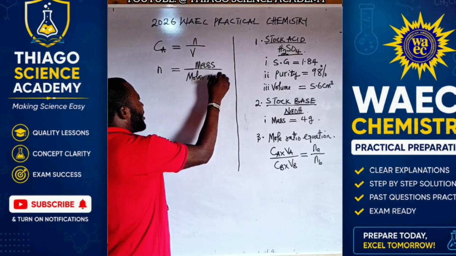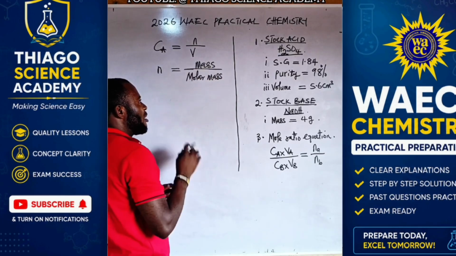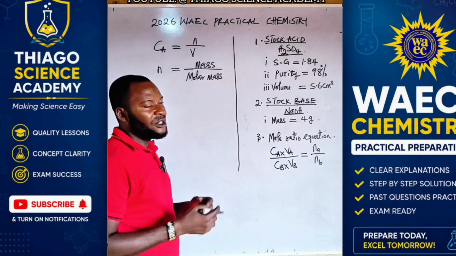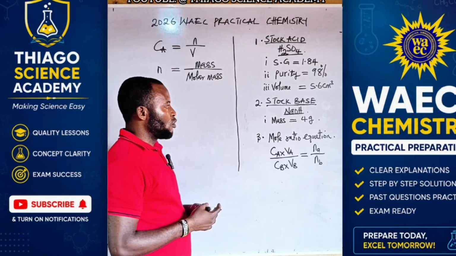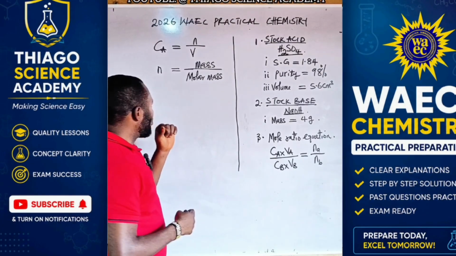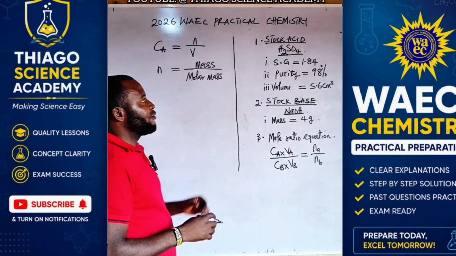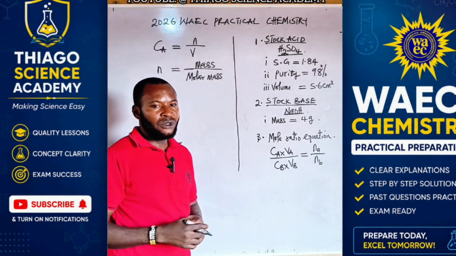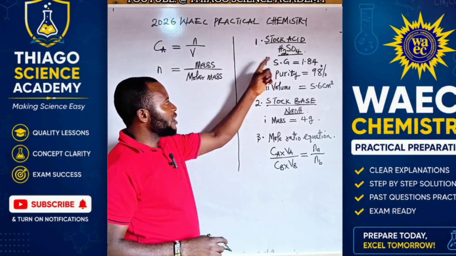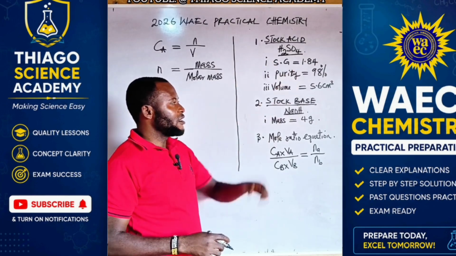Now, what we need to calculate is the mass. The molar mass of H2SO4, of course, is 98 grams per mole. So that one is not a problem. So how do we calculate the mass from the information given to us? Let's start from the specific gravity, which is the relative density.